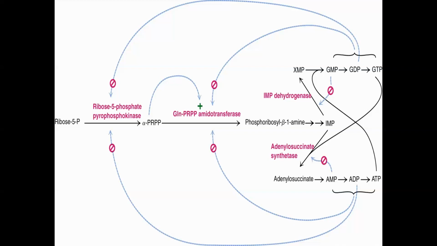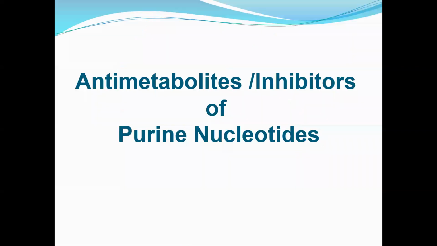So in this way, we have just completed the regulatory part of this lecture, how the de novo biosynthesis of purine is regulated inside the body. Now coming to the next very important part, which is important in the perspective of competitive exams, that is antimetabolites or inhibitors of purine nucleotide biosynthesis.